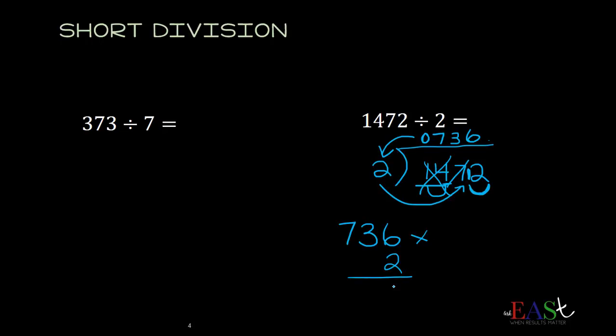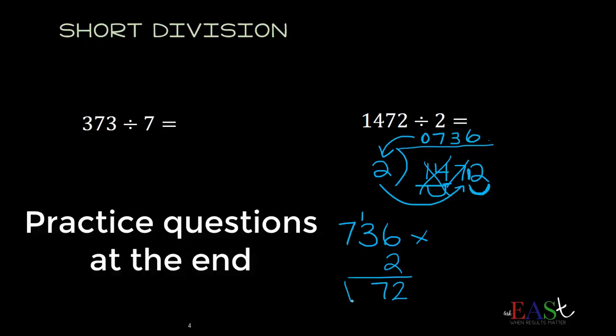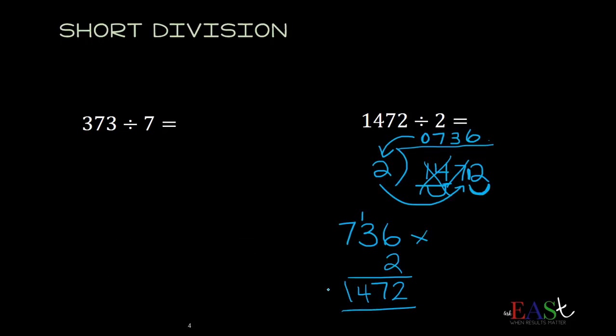Six times 2 is 12. We put the 2, carry the 1. 3 times 2 is 6, plus 1, that's 7. 7 times 2 is 14. And there you have it. That was our original dividend. So you know that you're correct.